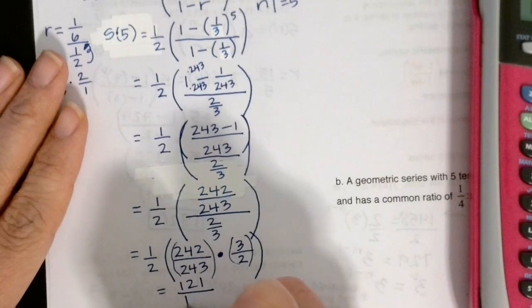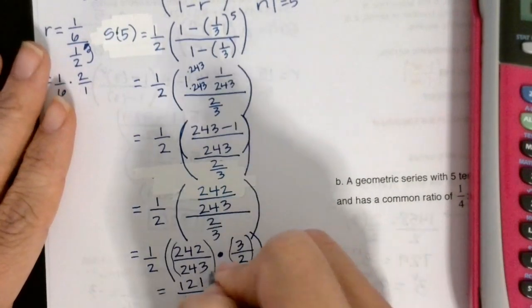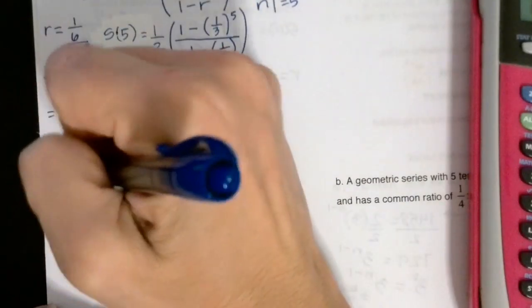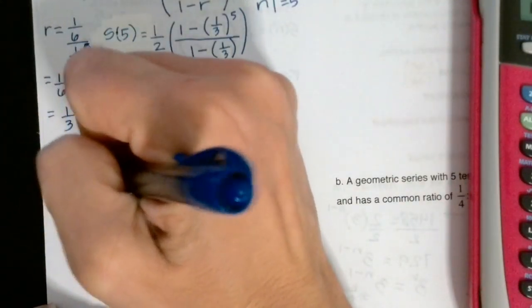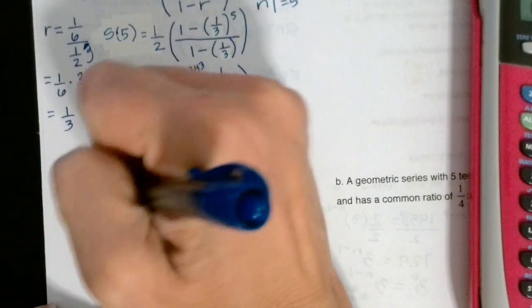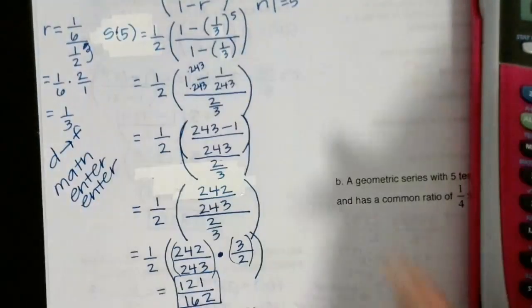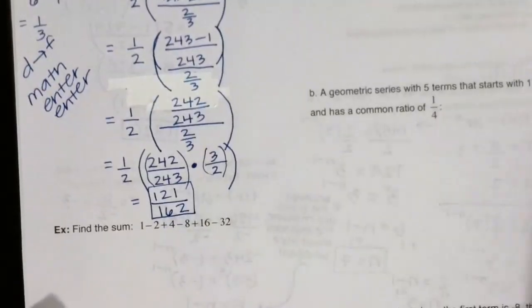Over 162. I don't know if I said that. So there we go. And I'm just going to write this down. Math, enter, enter. So that is to go from decimal to fraction. Okay? Alright, let's take a look at this one.